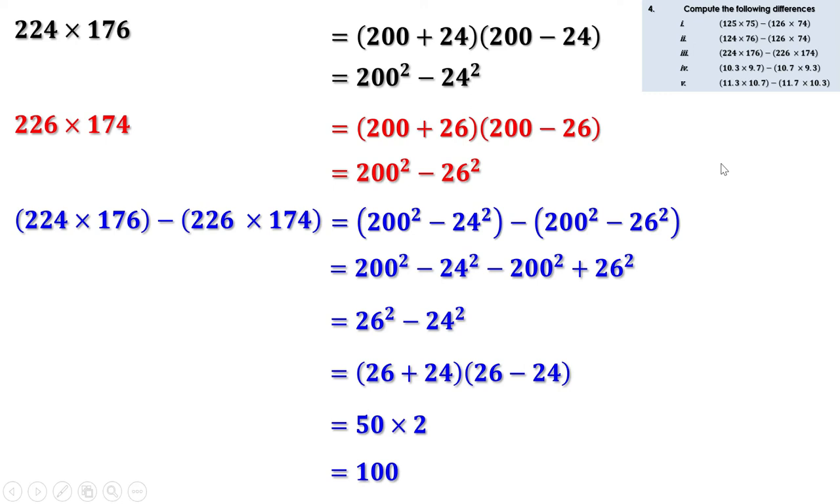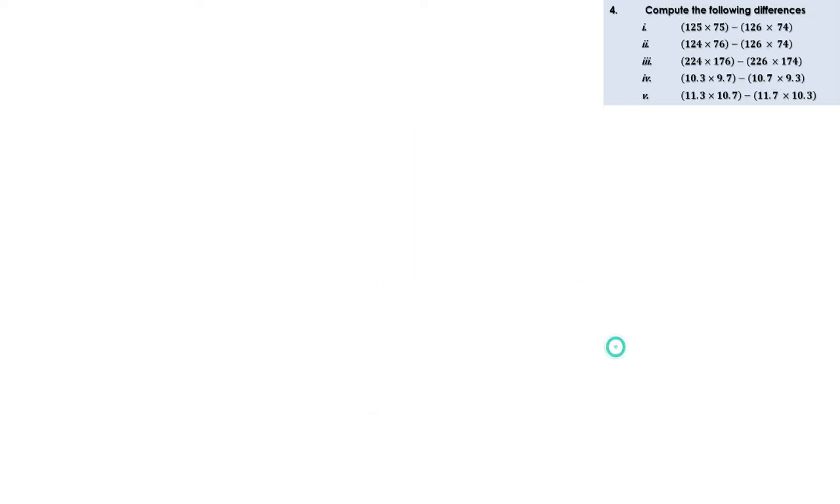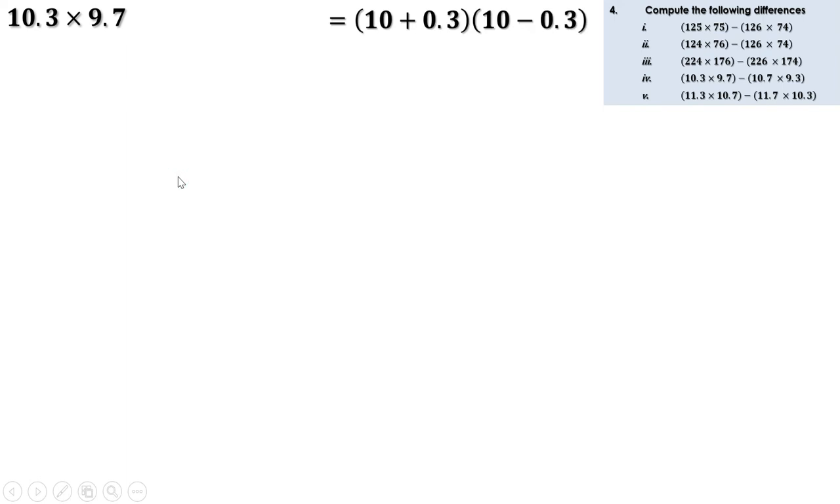Fourth part is 10.3 into 9.7 minus 10.7 into 9.3. Let us multiply 10.3 by 9.7 at first. This is 0.3 more than 10, and this is 0.3 less than 10. So this can be written as 10 plus 0.3 into 10 minus 0.3, and that's equal to 10 square minus 0.3 square.